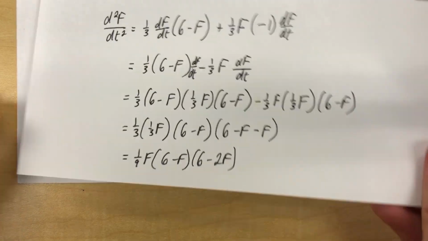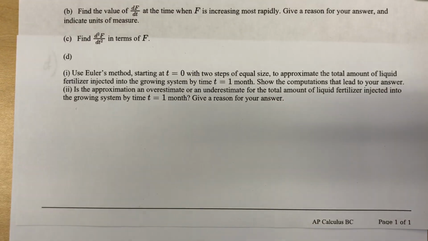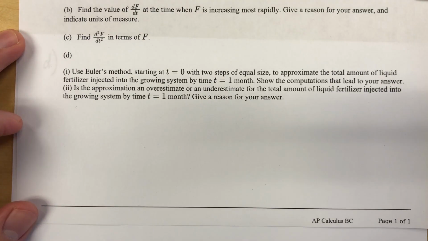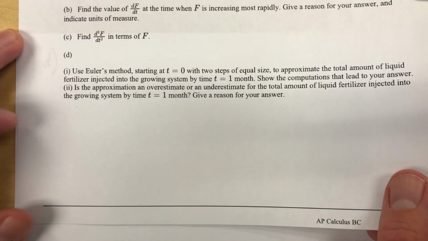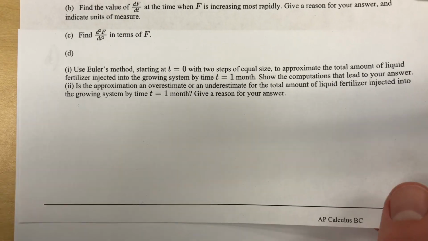And it is right here, part D. Use Euler's method. All right, fun. Starting at t equals 0, with 2 steps of equal size to show the total amount of liquid fertilizer injected into the growing system by t equals 1 month. Show the computations that lead to your answer. Let's just go ahead and deal with part 1, and then we'll deal with part 2 later. And then it's asking for an overestimate or underestimate, and then we'll talk about that in terms of concavity. It'll be great.